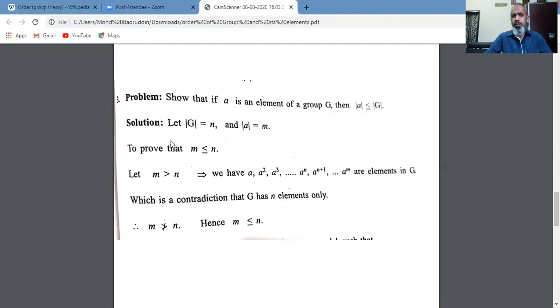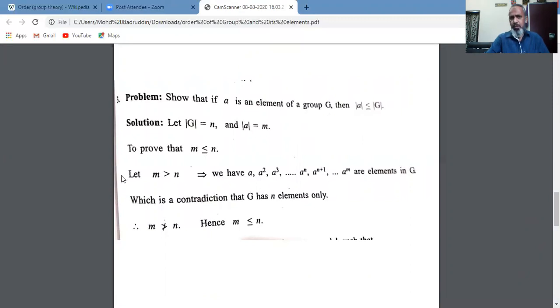So to prove this, let the order of G be equal to n. We are assuming the group order as n and the order of element A is m. So this is the symbol by which we define the order of the element or the order of the group. If we write in modulus, it shows that it is the order of the group or the order of the element. So we are assuming the order of G is equal to n and the order of A is equal to m. To prove that m is less than or equal to n, what do we have to prove? The order of A must be less than or equal to the order of G, meaning m should be less than or equal to n.